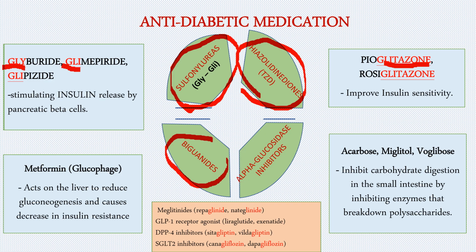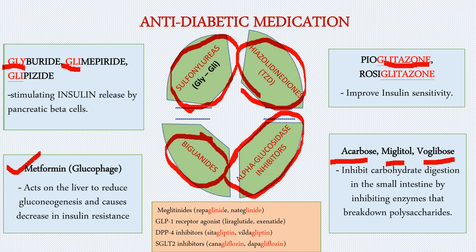Then, of course, we have the biguanides. An example here is metformin. And then we have the alpha-glucosidase inhibitors. Examples are acarbose, miglitol, and voglibose. Now, moving on to meglitinides. So here we have a suffix glinide. So an example, we have repaglinide and nateglinide.